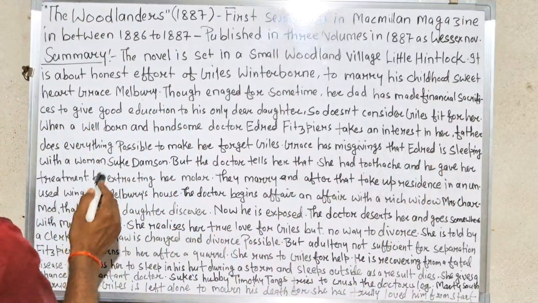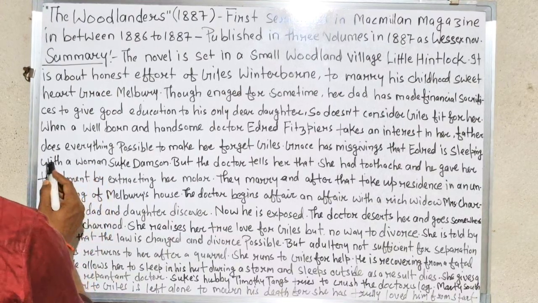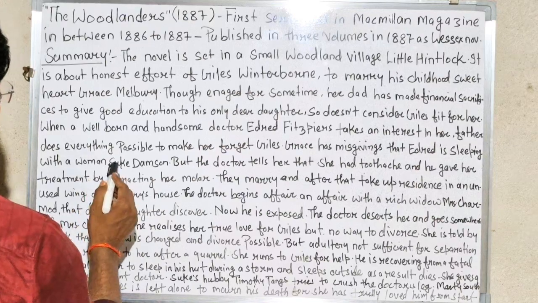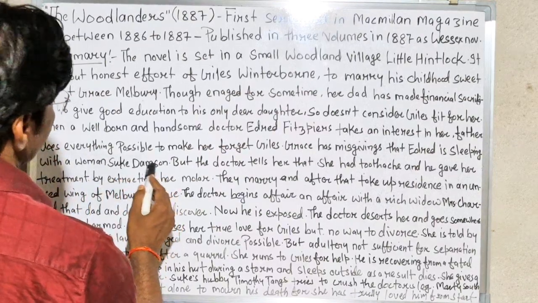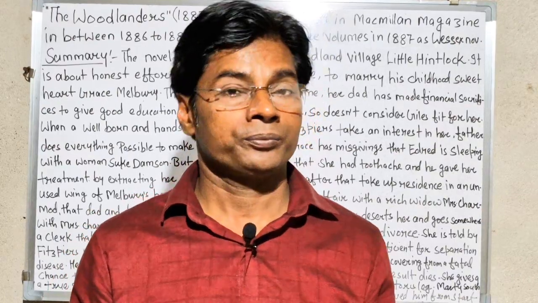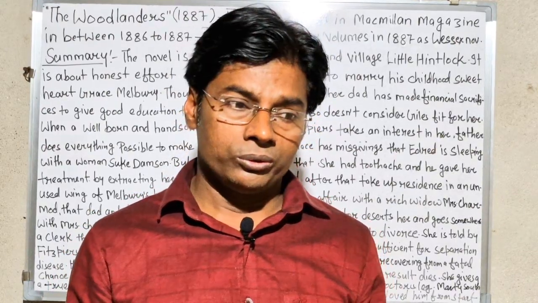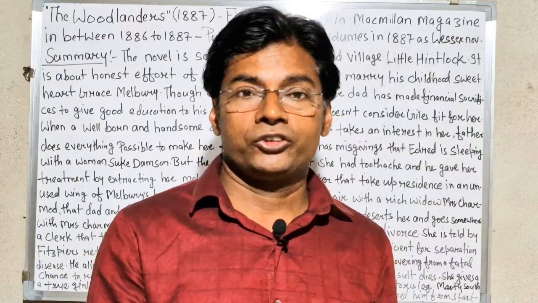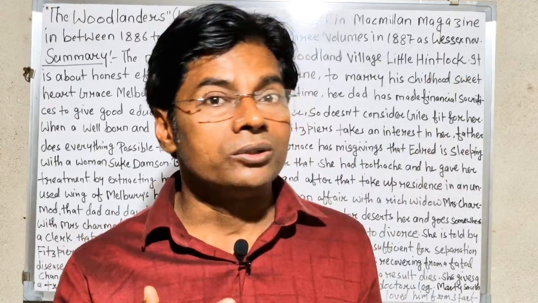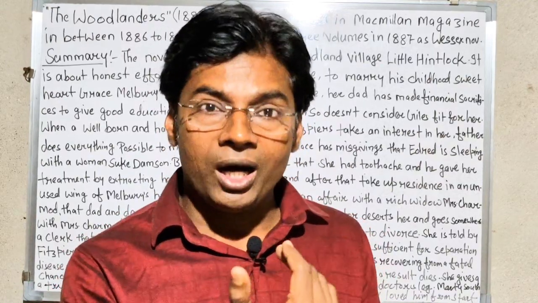I told you that one day she sees a young woman coming out of the cottage of the doctor, and the name of the woman is Suke Damson. Suke Damson is the name of this woman who is seen coming out of the doctor's cottage in the morning. So she inquires, she puts this thing in front of the doctor: I saw a young woman, Suke Damson, coming out of your cottage or hut in the morning.